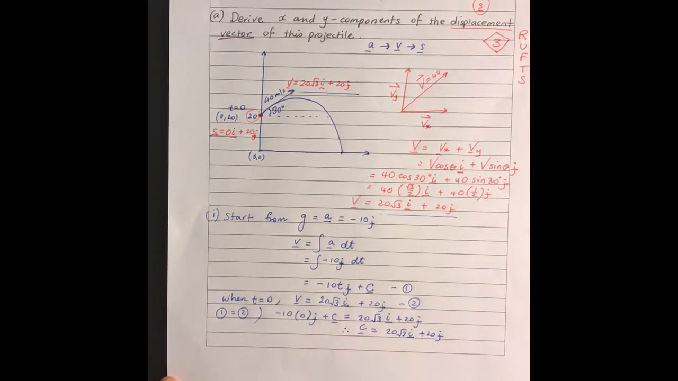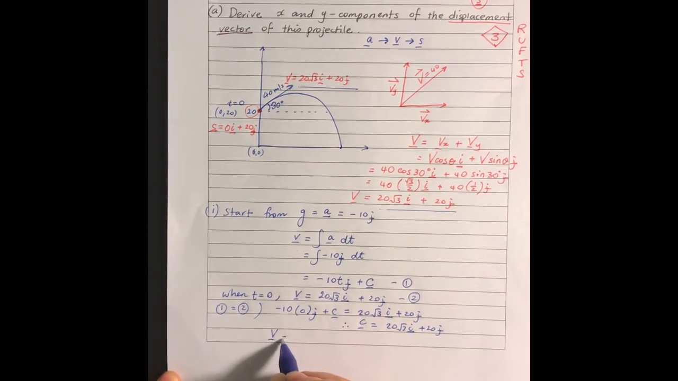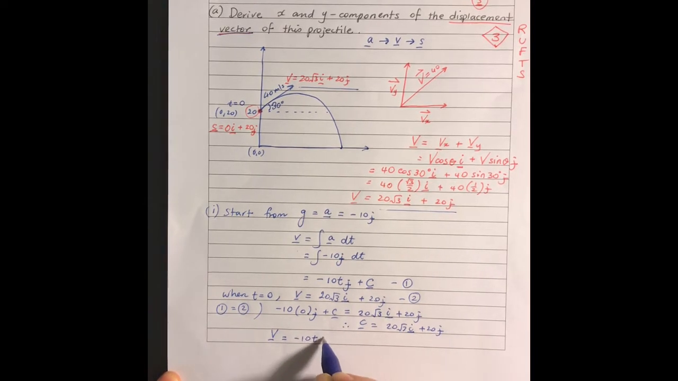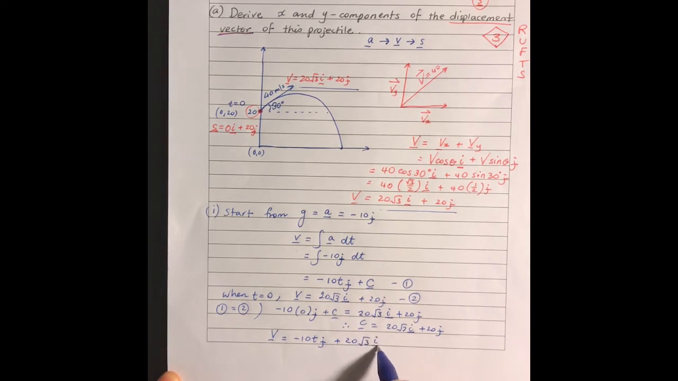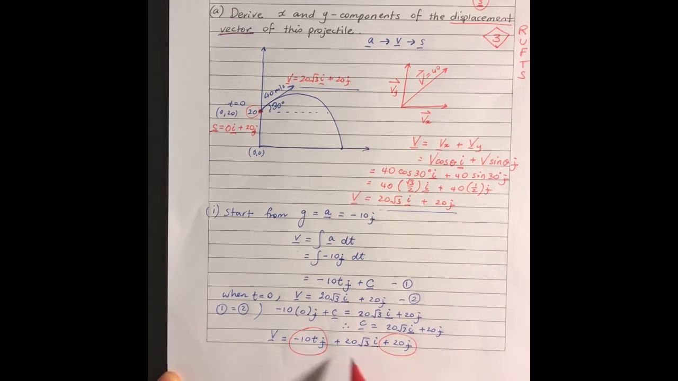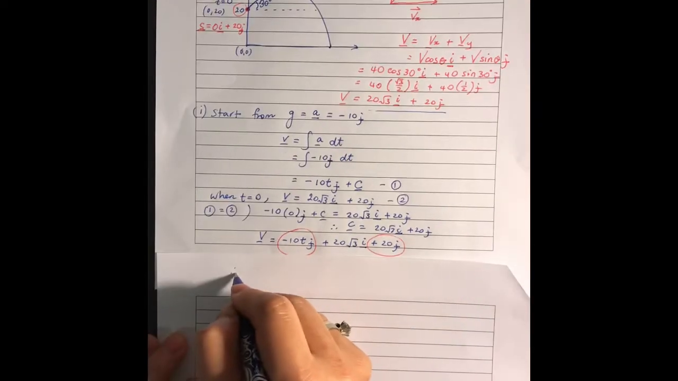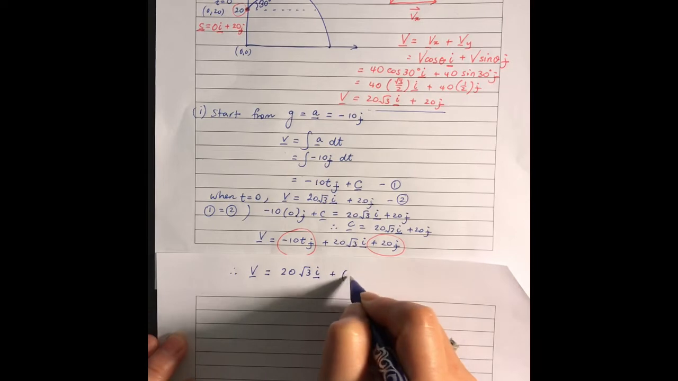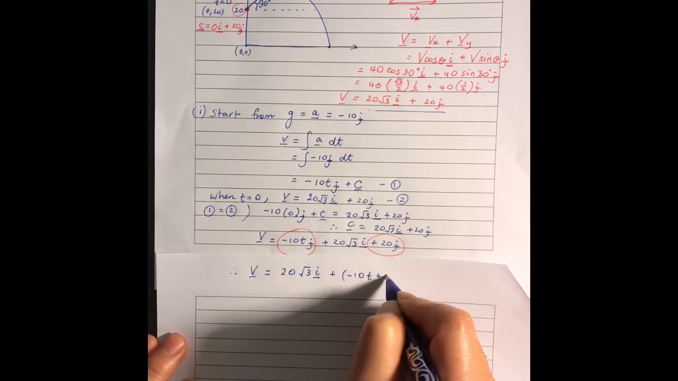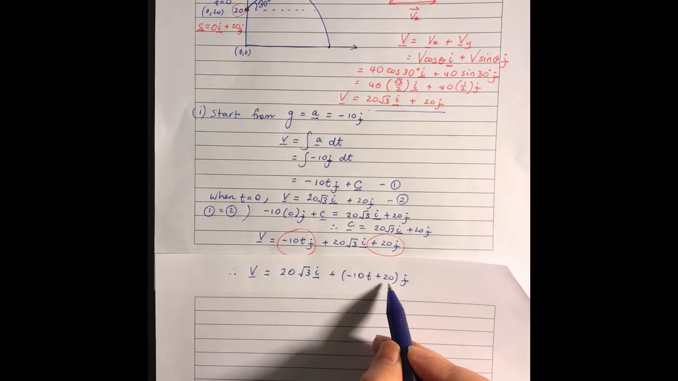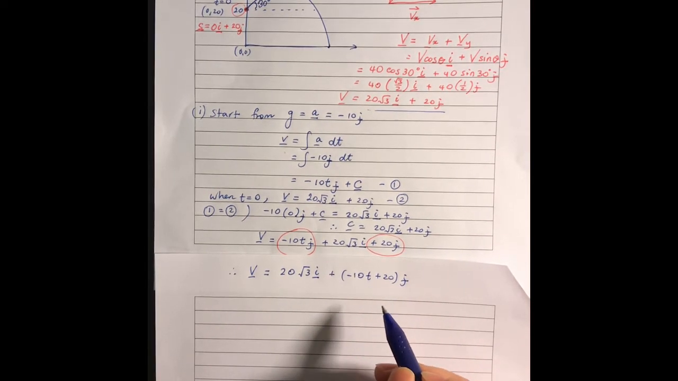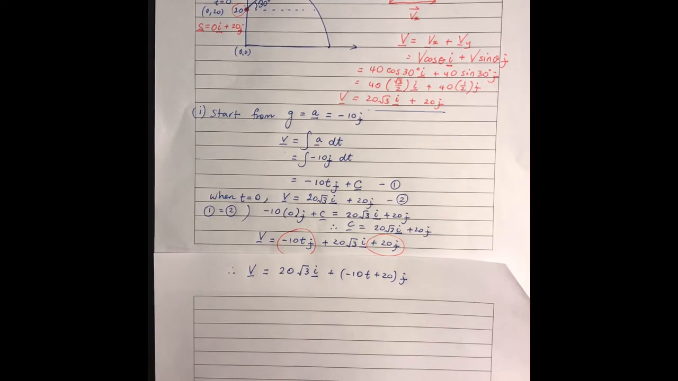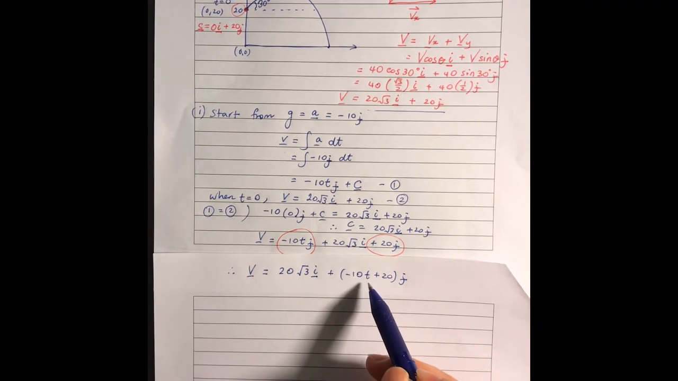Okay, so that's it. Therefore, v is now minus 10tj plus 20 root 3 i plus 20j. Now you can see the same terms, so I'm going to put it together. Therefore, 20 root 3 i plus, minus 10t plus 20, j. What about 20 minus 10t? That's not bad, but I just want to put it in order.